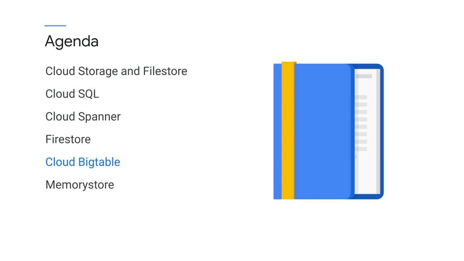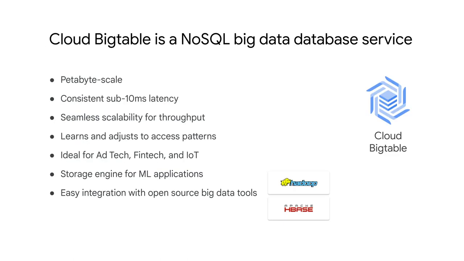If you don't require transactional consistency, you might want to consider Cloud Bigtable. Cloud Bigtable is a fully managed NoSQL database with petabyte scale and very low latency. It seamlessly scales for throughput, and it learns to adjust to specific access patterns. Cloud Bigtable is actually the same database that powers many of Google's core services, including Search, Analytics, Maps, and Gmail.